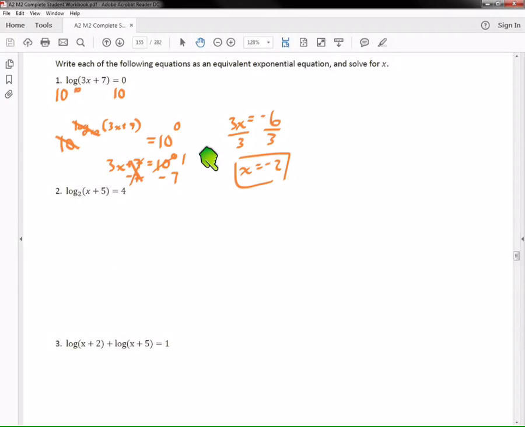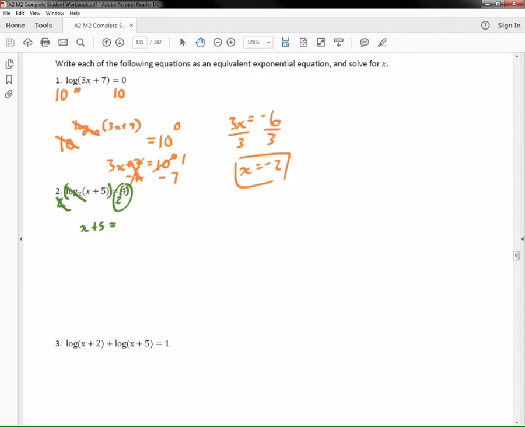Now this right here is an inverse operation. This is an inverse operation. And when I raised both sides to the base 10, that was an inverse operation. So let's look at our next one. What would I raise both sides to the base of? Base 2. So now this is an exponent, and the 4 is an exponent. Now what happens to that log base 2 and the 2? They cancel out, so I'm left with x plus 5. Oh, it's a beautiful thing.